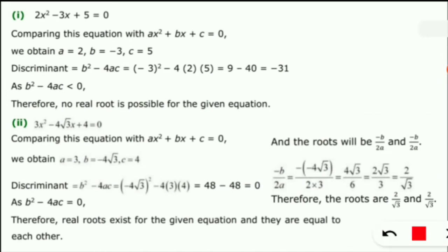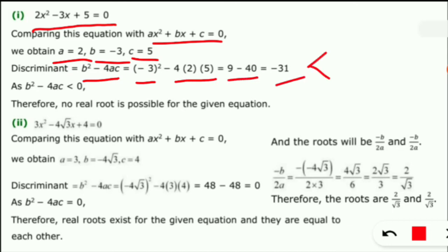So here this is the given quadratic equation. Comparing this equation with ax square plus bx plus c equals 0, we get a equals 2, b equals minus 3 and c equals 5. So the discriminant equals b square minus 4ac equals minus 3 square minus 4 into 2 into 5, so 9 minus 40, so minus 31, that means less than 0. So the discriminant b square minus 4ac is less than 0, so no real roots are possible. That means the given equation has no real roots. Clear? Okay. Next question.